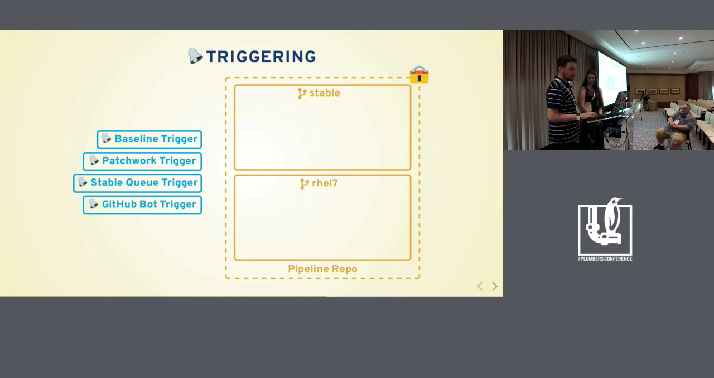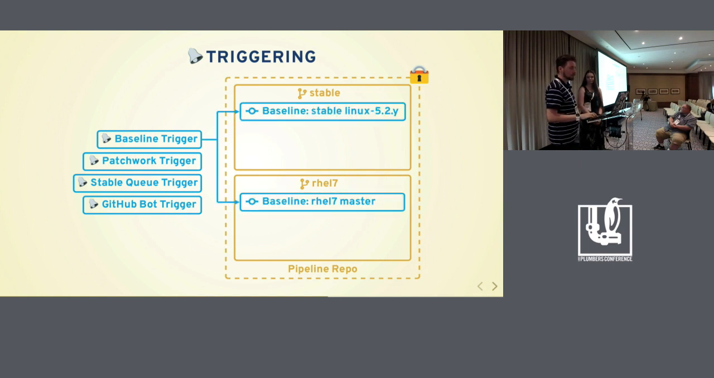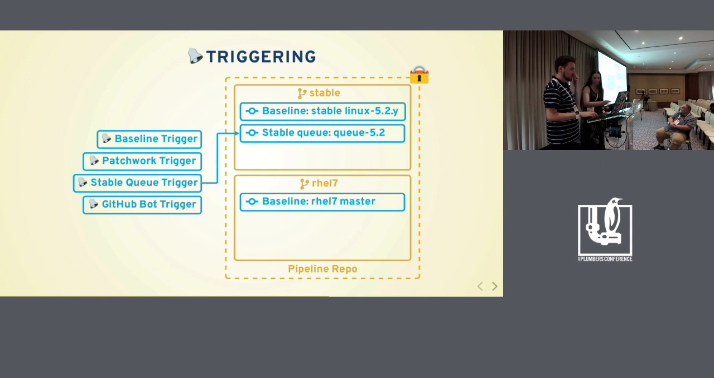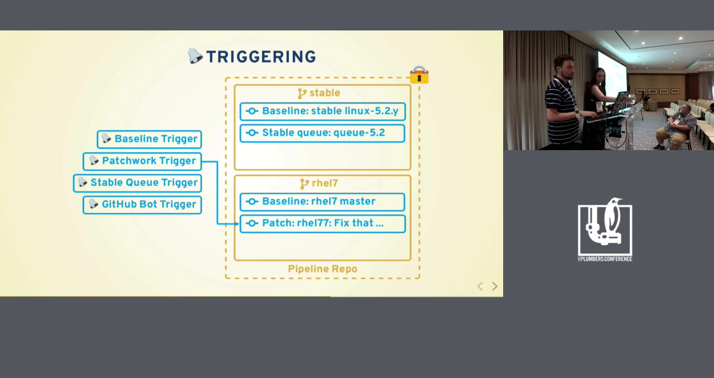So it goes like this. For example, a baseline trigger detected some commits in some repos. It submits one commit to one branch, another commit to another branch, and we have separate branches for separate kernel trees. Stable queue detected another one, submits to stable branch again, because we're still testing stable. And the patchwork detected some patches being posted to the mailing list for L7. We submitted to L7 branch.